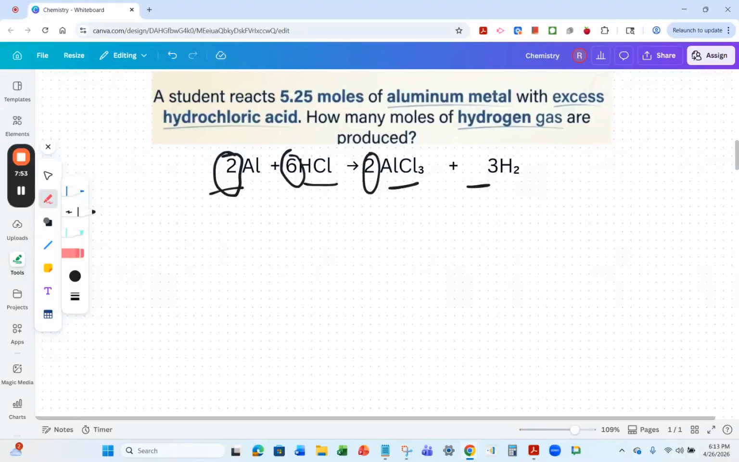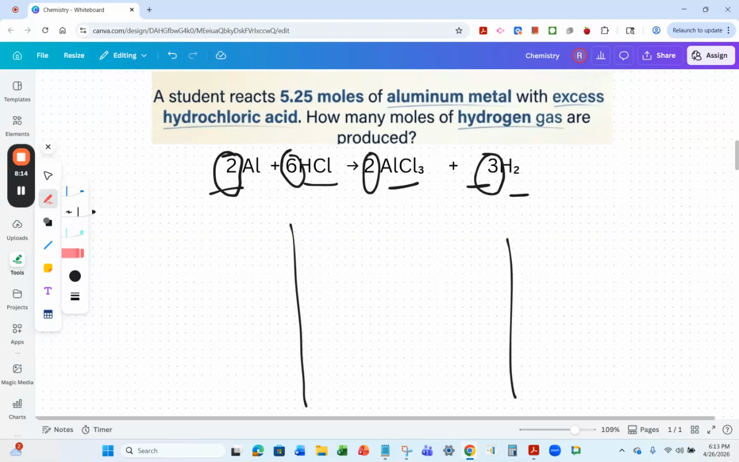And how many moles of hydrogen do we produce? We produce 3 moles of hydrogen. So 3 is the coefficient. So 3 columns. What do you know as a number? So let's read the question. A student reacts 5.25 moles of aluminum metal with plenty, or excess, of hydrochloric acid. How many moles of hydrogen gas are produced?